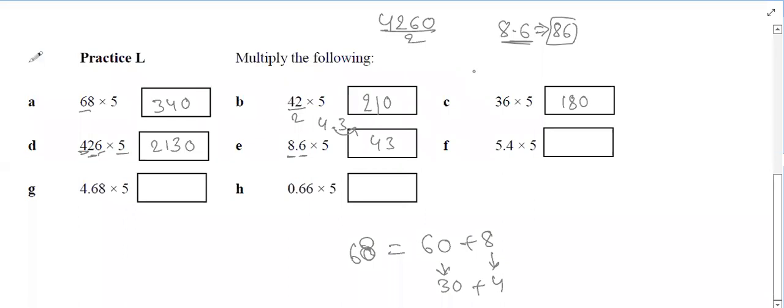Okay, sir. Okay, then Patak. F. Your question is F. Patak, what happened? Yes, sir. F. Yes, sir. 5.4 half is 2.7. Okay. And then into 5, it will be 27. Into 10, sorry, into 10 it will be 27. Yes, very good.